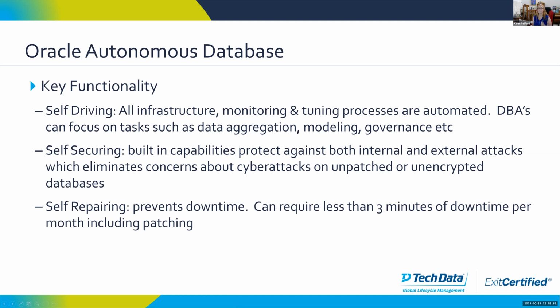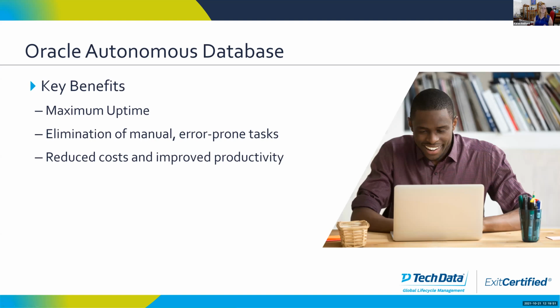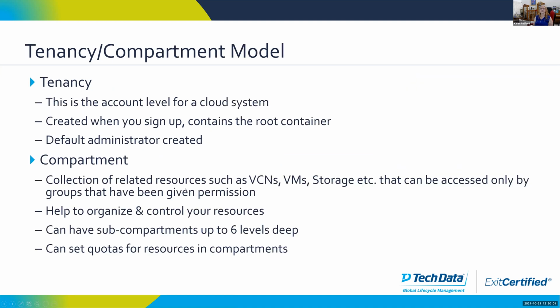It's self-securing, with all sorts of protection from attacks, and self-repairing. Their clock time basically says that with autonomous database, they're promising less than 3 minutes per month of downtime, including all your patching. So if you're looking for a solution that has really high uptime, and a cloud-based solution that's fully integrated with all the other Oracle things you might be using, autonomous database is something to consider. We've got maximum uptime, less error prone, and overall reduced costs that we're going to be at least considering.